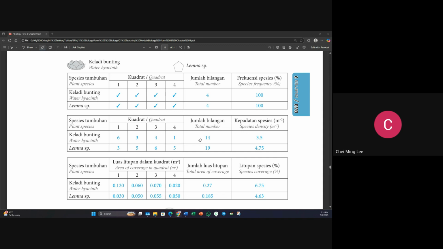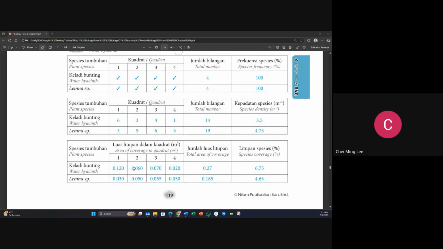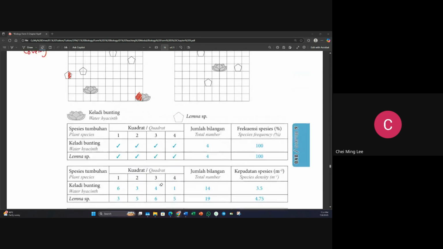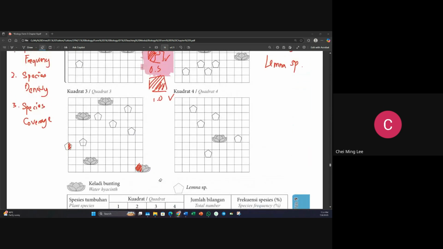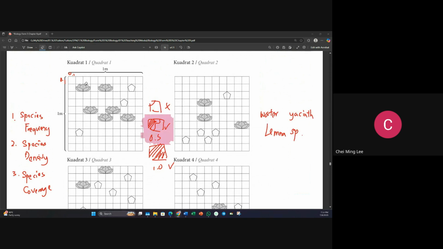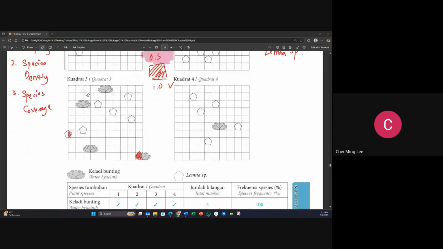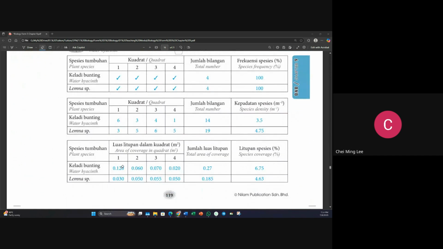Okay, here. Now for this one, sorry, I forgot. We need to calculate. So how do we calculate this one? Easy. Let's see, for water hyacinth, 1, 2, 3, 4, 5, 6, 7, 8, 9, 10, correct? So this one is 0.1 times 0.1, correct? So you see here we got 2, 4, 6, 8, 10, 12. 12 times 0.01, so it's 0.12. Like this.